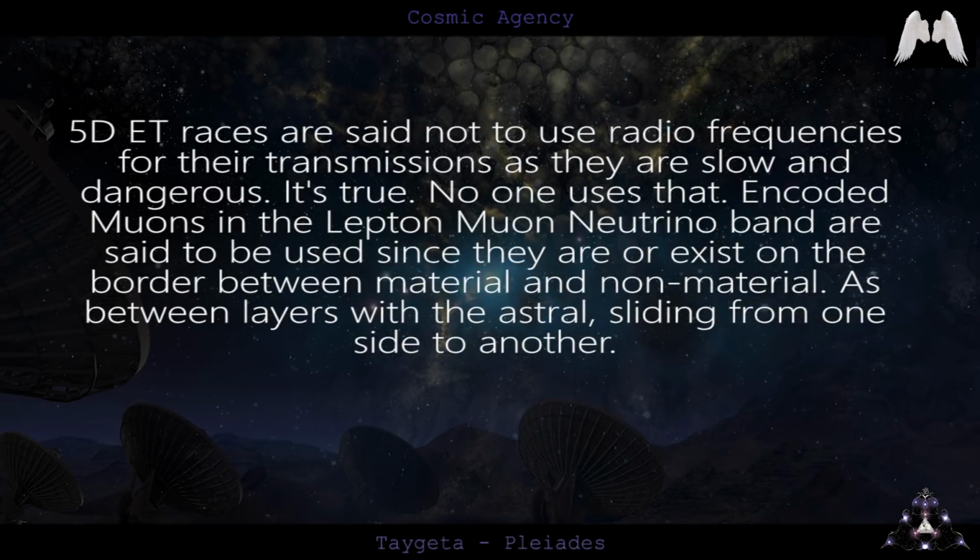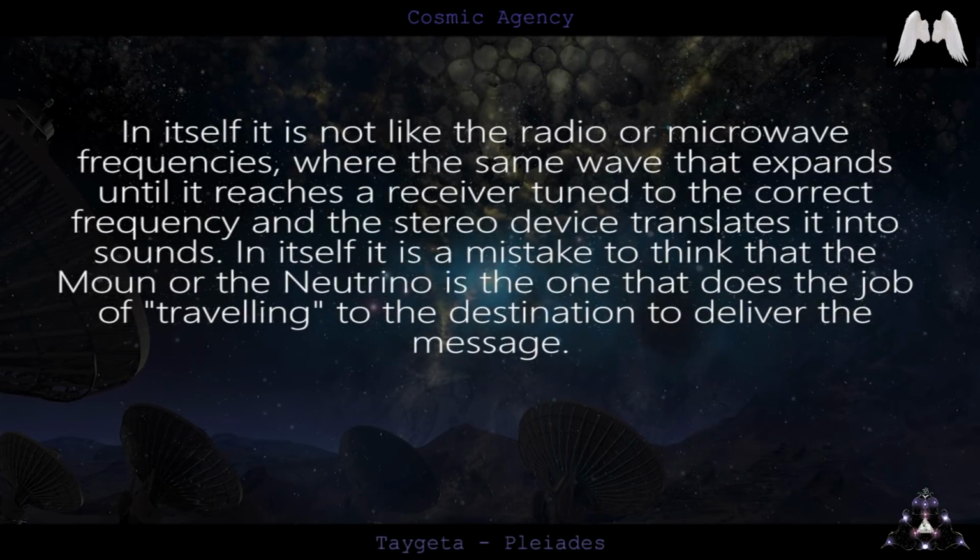5D ET races are said not to use radio frequencies for their transmissions as they are slow and dangerous. It's true, no one uses that. Encoded muons in the lepton-muon neutrino band are said to be used, since they are or exist on the border between material and non-material, as between layers with the astral, sliding from one side to another. In itself, it's not like the radio or microwave frequencies, where the same wave expands until it reaches a receiver tuned to the correct frequency, and the stereo device translates it into sounds.